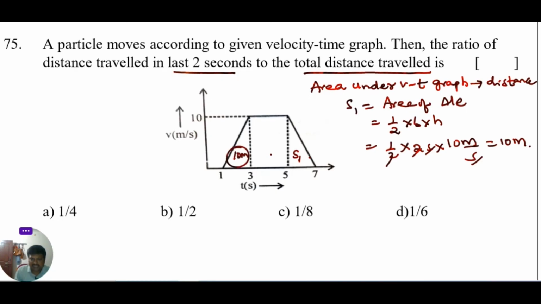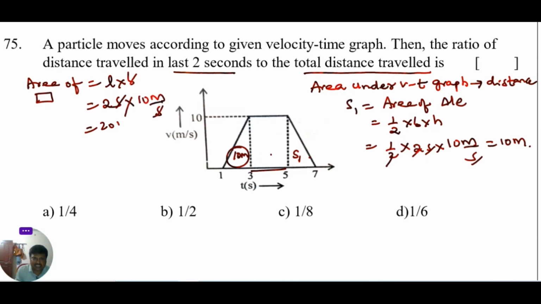Then calculate this distance. This is in the form of a rectangle. Already we know very well, area of rectangle is equal to length into breadth. Here this length is from 3 to 5, that means 5 seconds minus 3 seconds, that is 2 seconds, into breadth, which is 10 meter per second. Second gets cancelled, that is equal to 20 meter. So this is 20 meter and this is 10 meter. Total distance, suppose that is S2. Total distance equals 10 meter plus 20 meter plus 10 meter, equal to 40 meter.